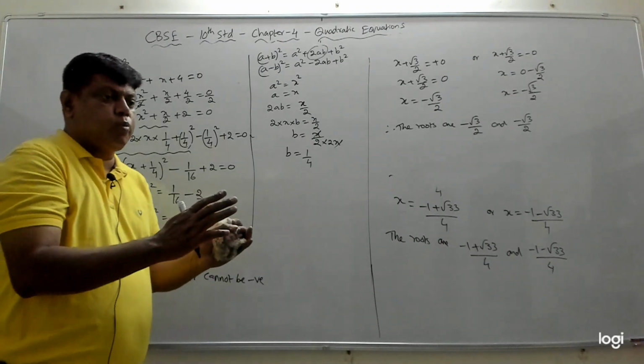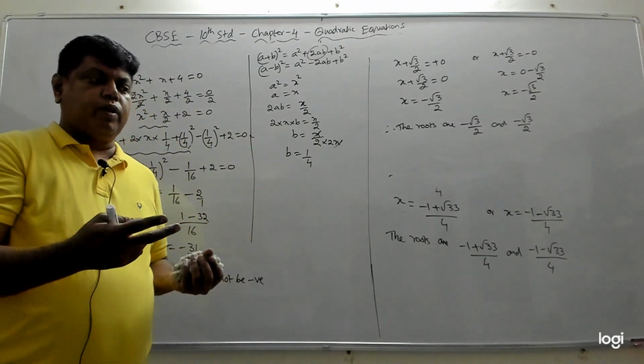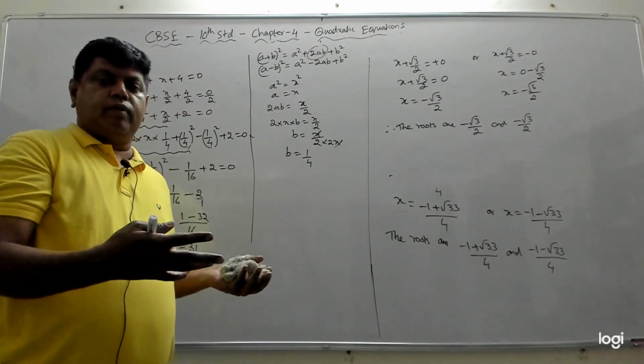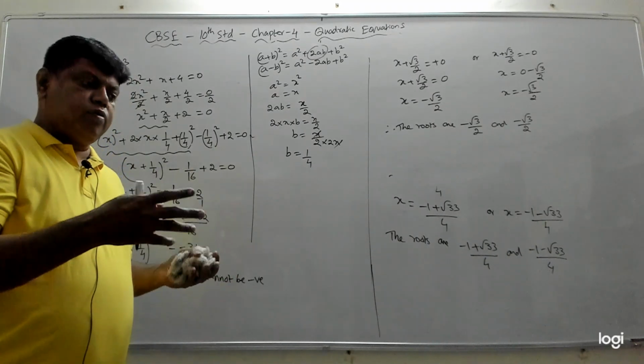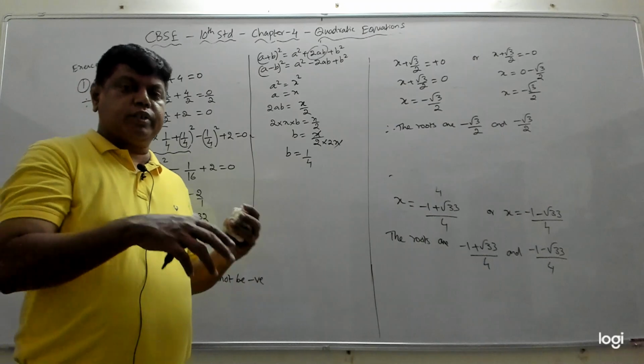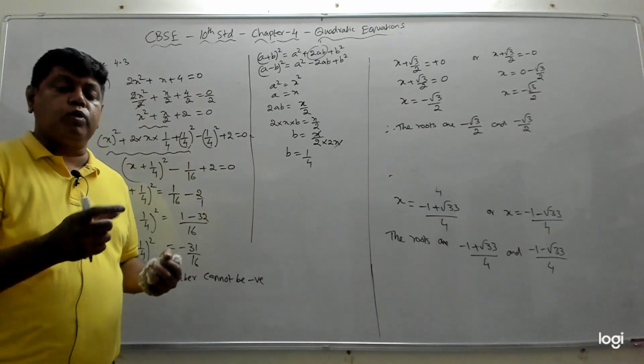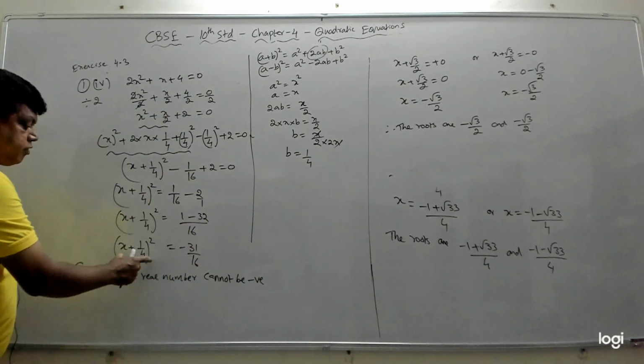So for example, if you do minus 2 the whole square, it is plus 4. If you do minus 5 the whole square, plus 25. So if you square any negative number, you will get a positive number. Or if you square a positive number also, you will get a positive number. Worst case, you can get 0. If you square 0, you will get 0. But you will never get negative. The square of a number cannot be negative.